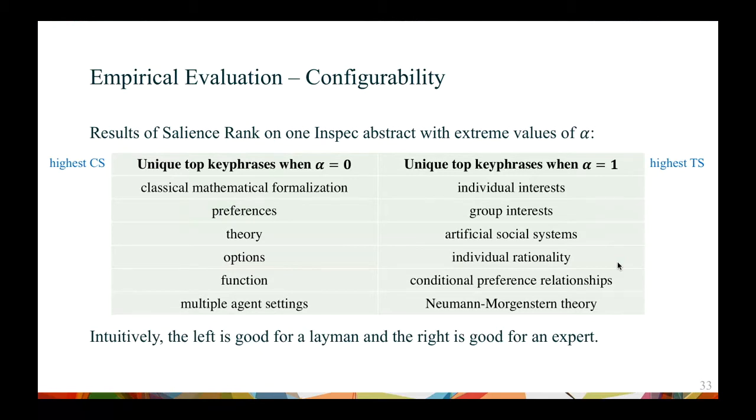give you more information. And on the other hand, if you set alpha to 1, which means you want very topic-specific words in your key phrases, you get very specific key phrases. I mean, for a layman, this Neumann Morgenstern theory probably doesn't tell you much, but for an expert, that may be useful.